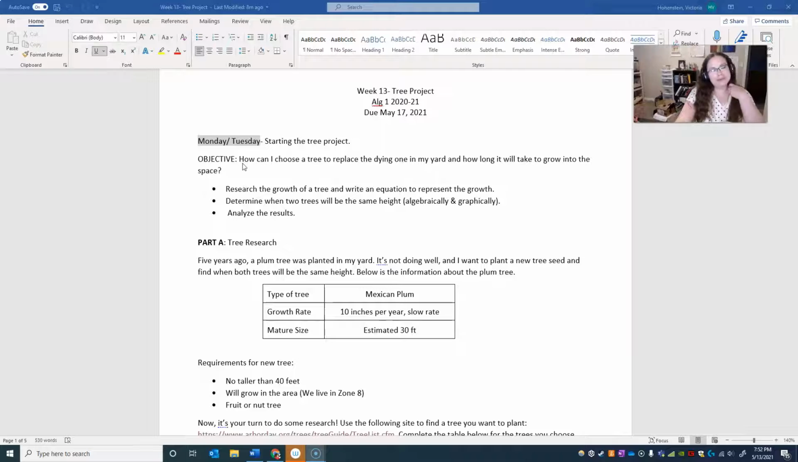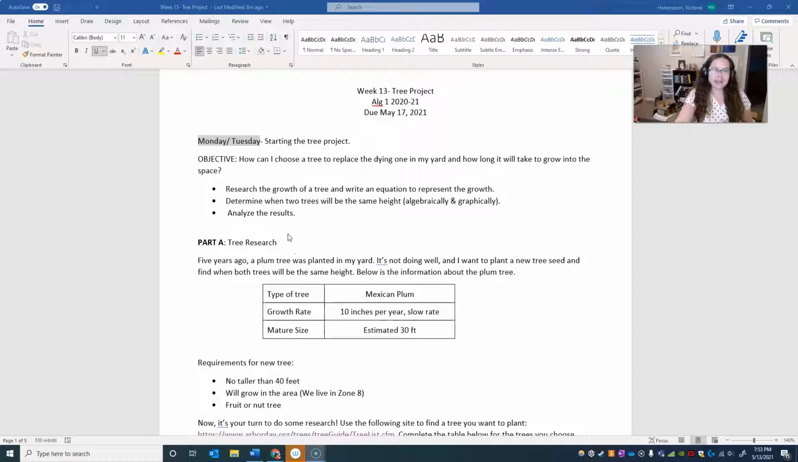and the question we're trying to answer is how can I choose a tree to replace the one dying in my yard, and how long will it take to grow into the space? So what you're going to do is research the growth of a couple of trees. You're going to write an equation and graph it, and then we're going to solve it in a variety of different ways and figure out what tree you think is the best.